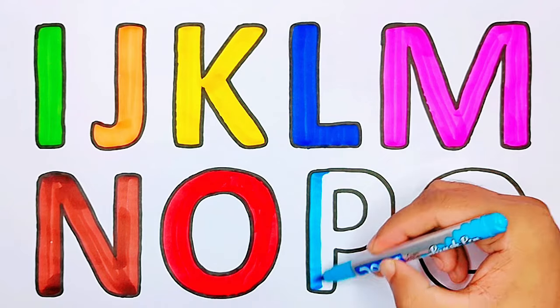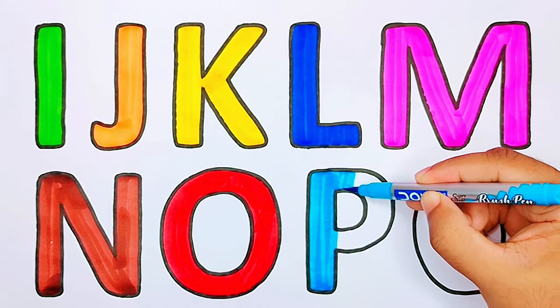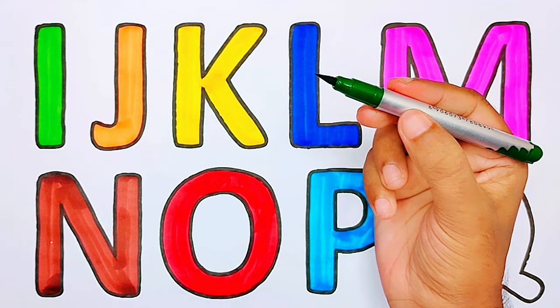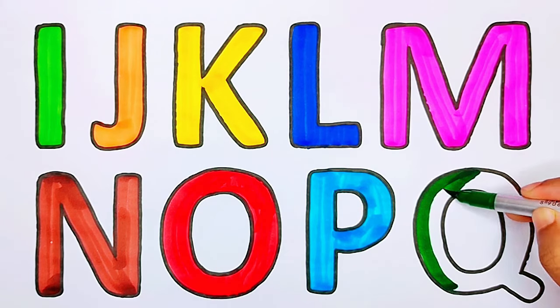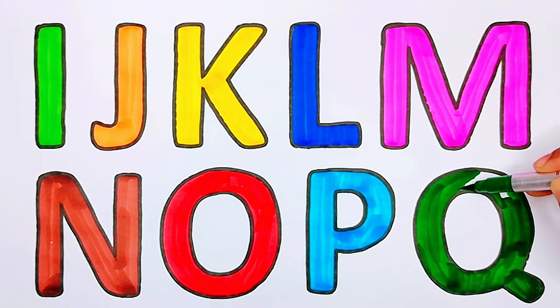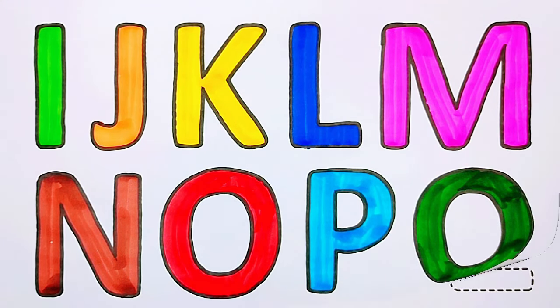Sky blue color. P for peacock. Dark green color. Q for quail.